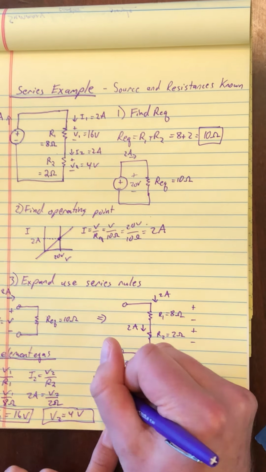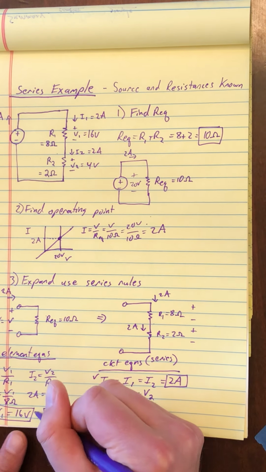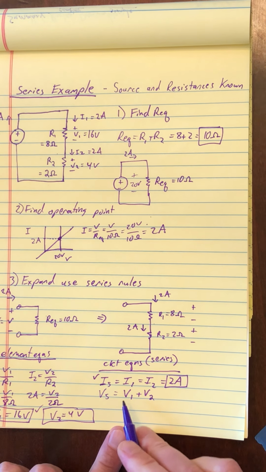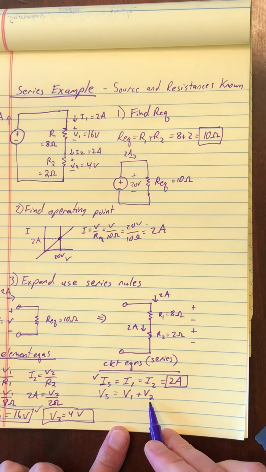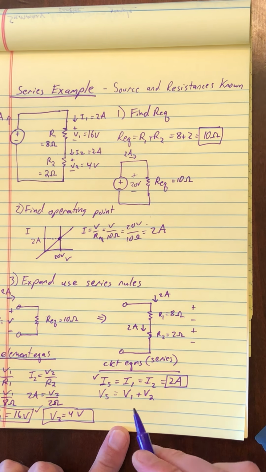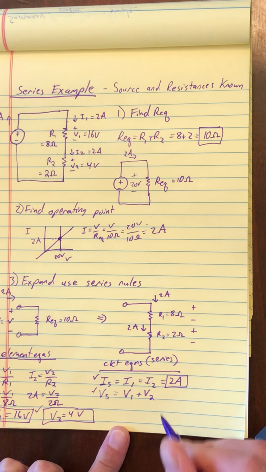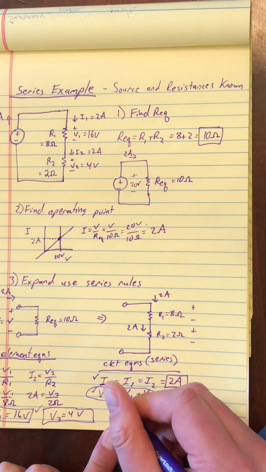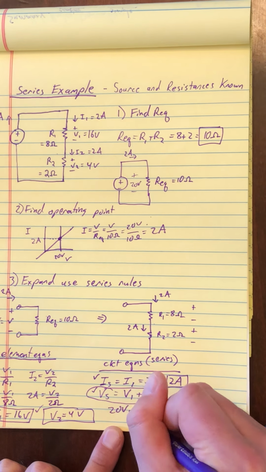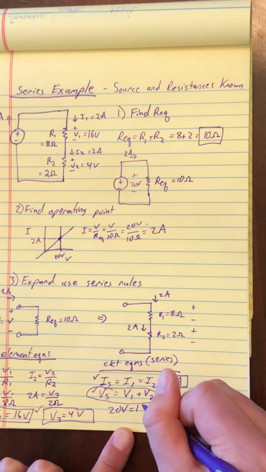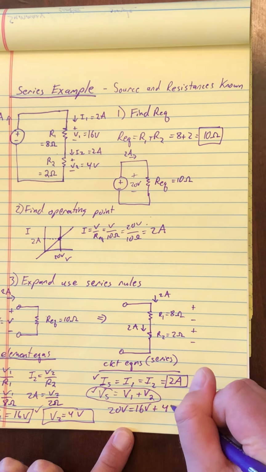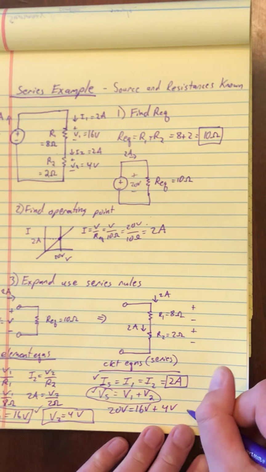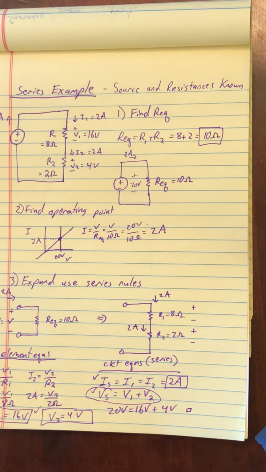I've used this equation, I've used this equation, I've used this equation. The only one that I haven't yet used is this. Vs is V1 plus V2. So I can actually use this to check that my answer was right. So Vs was 20 volts. V1 here we just found is 16 volts plus V2, which is 4 volts, and indeed they add up to 20 volts, so we can say that that has been checked.